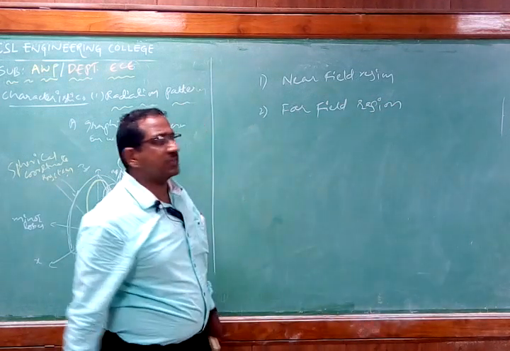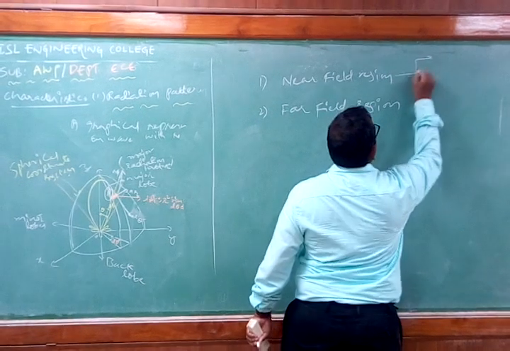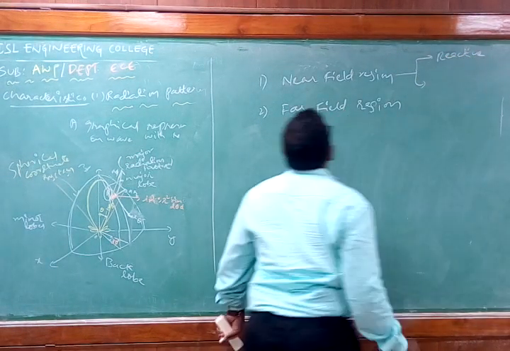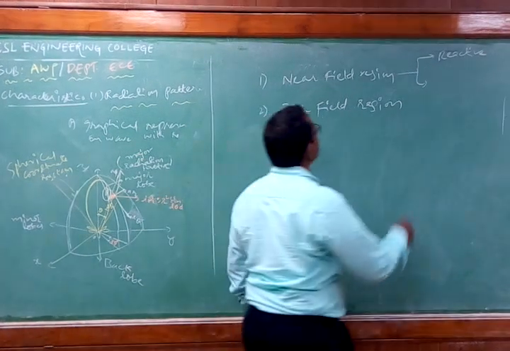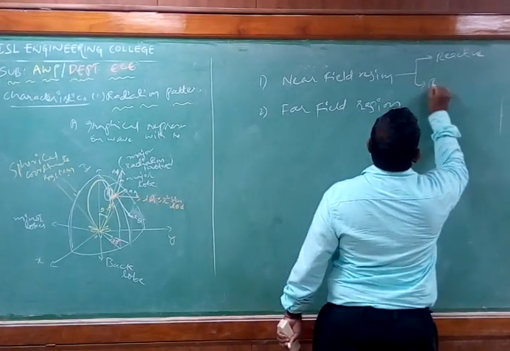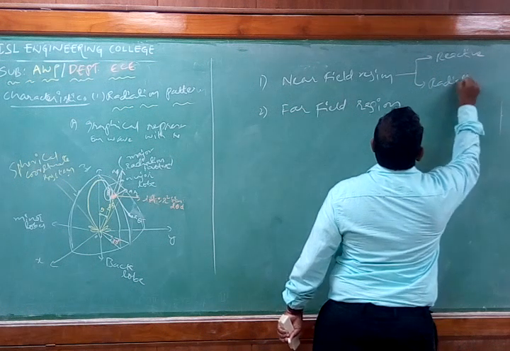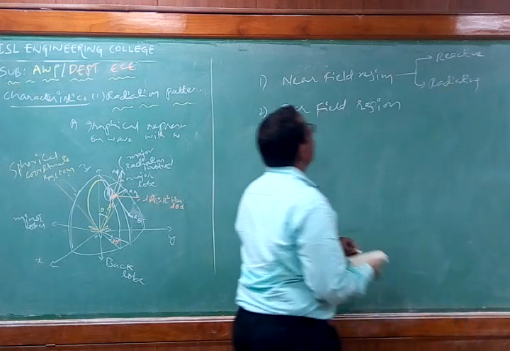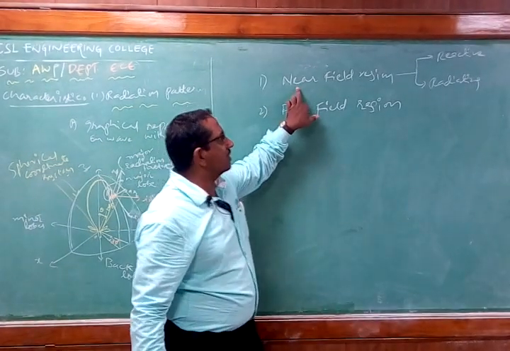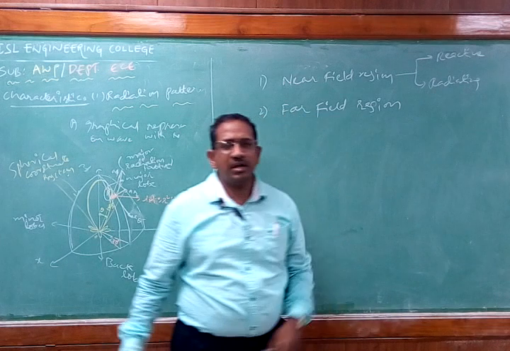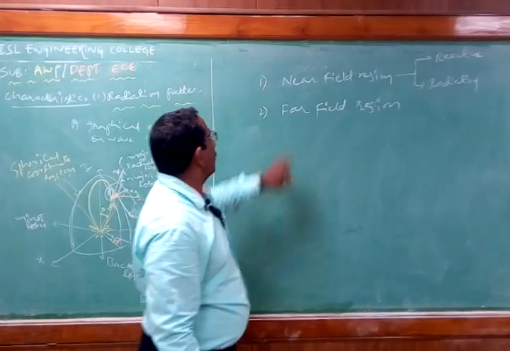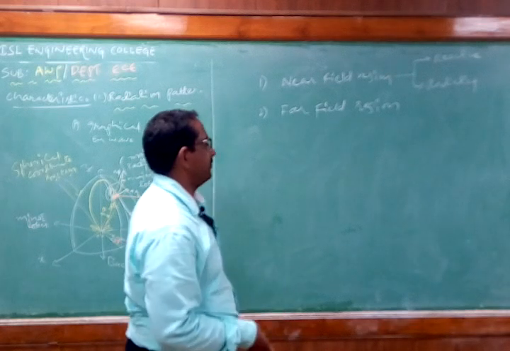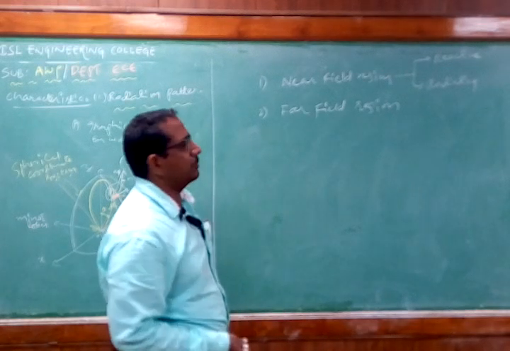Now this near field is once again subdivided into two. One is the reactive near field region. The next one is the radiating near field region. So we have two types of near field regions, the reactive near field region and the radiating near field region, and one more called the far field region.